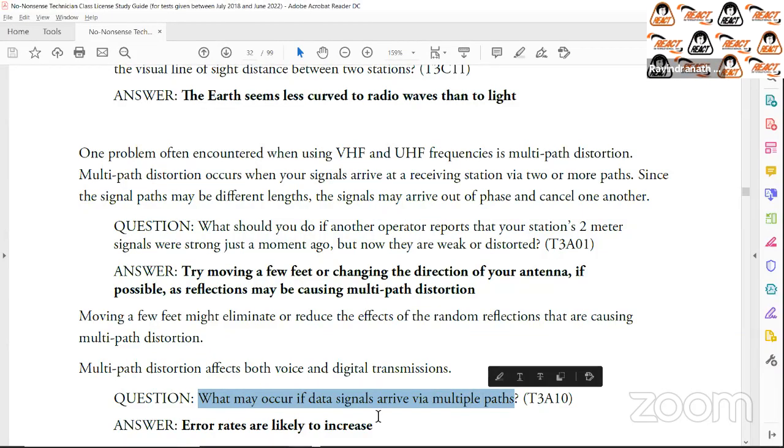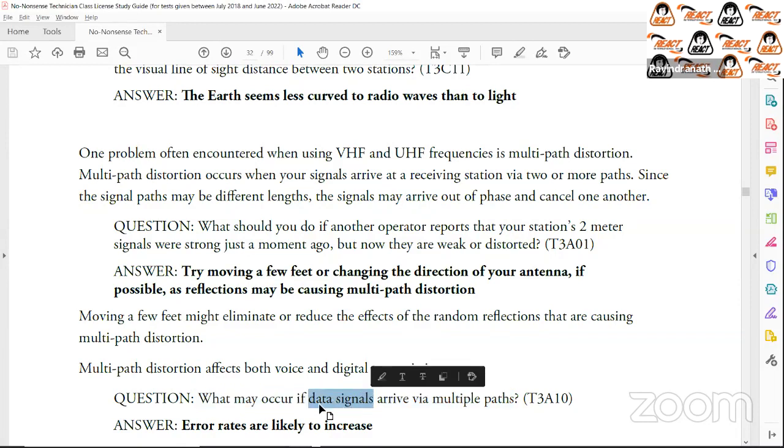Let's deal with the question pool. What may occur if data signals arrive via multipaths? So you already know, once you hear multipath, you're thinking, all right, the signal is reaching one way, then another way, and what happens there? It might cancel out, it might cause distortion, right? But they're saying data signals. They didn't say voice signals. If it were voice, the person would sound distorted, but if it's data signals, or digital transmissions, remember we said a ham could use a computer and send a text message or a picture or an email? Well, those are data signals. So the answer to this question is in relation to data transmission, not voice.